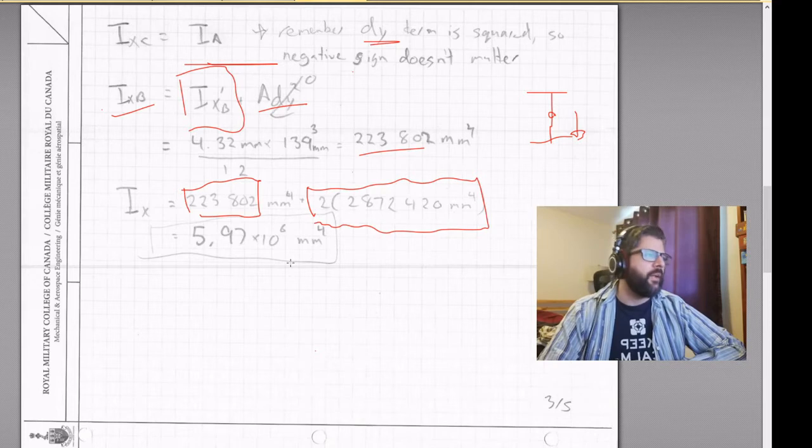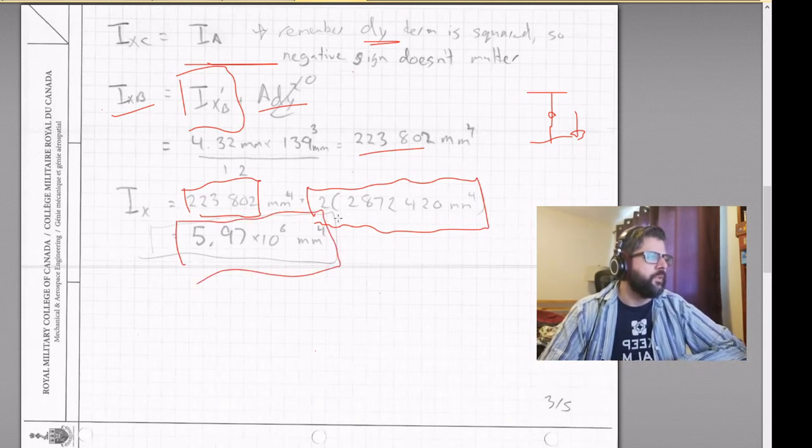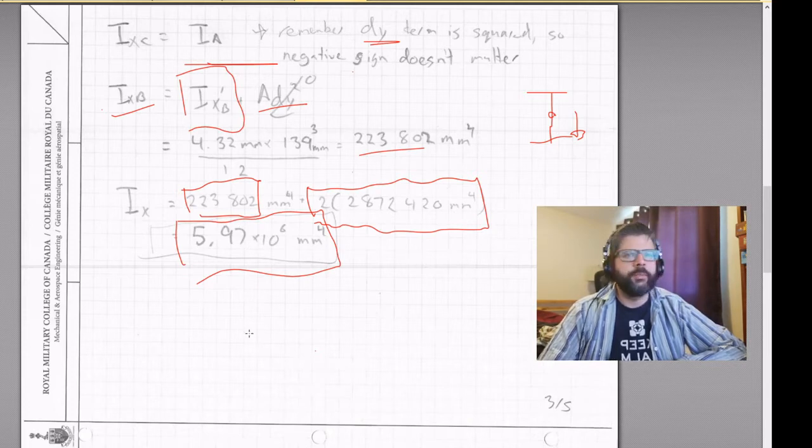So that's the contribution from the B, which is basically completely overpowered by the contribution from the A and the C. Adding those together, the Ix is going to be equal to 5.97 times 10 to the 6 millimeters to the fourth. There is certainly some contribution from the Ix B, but it's relatively small. If we neglected it, we'd be looking at 5.7 instead of 5.9.